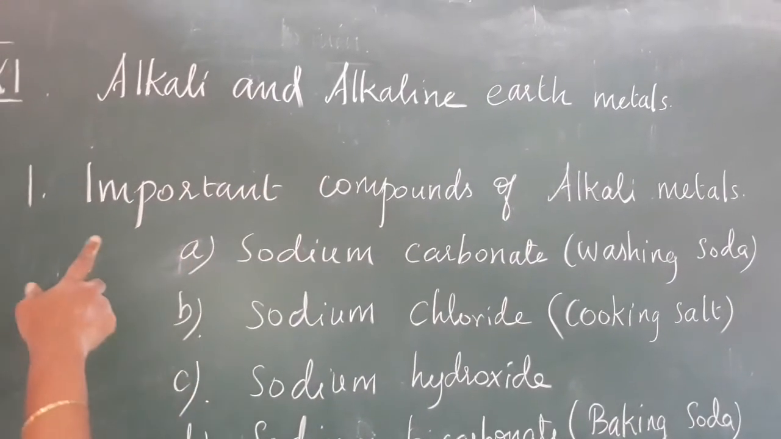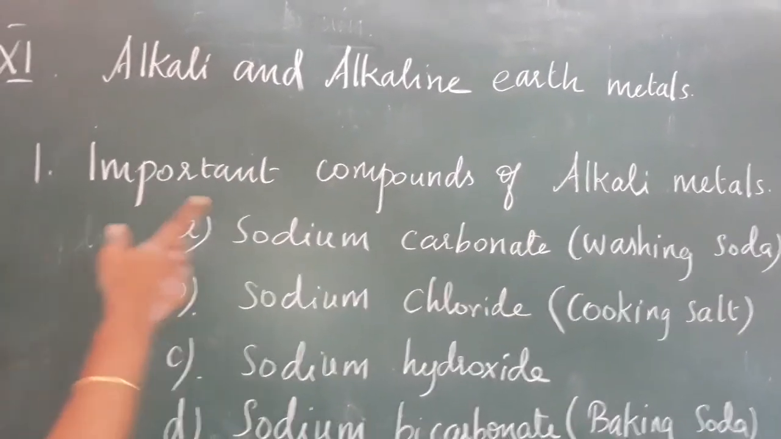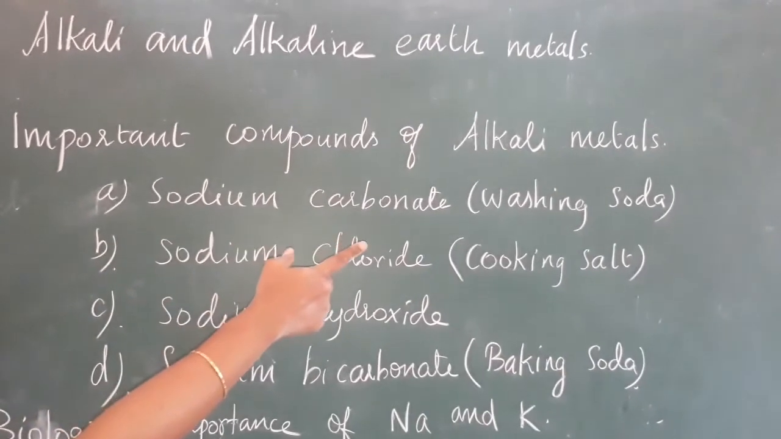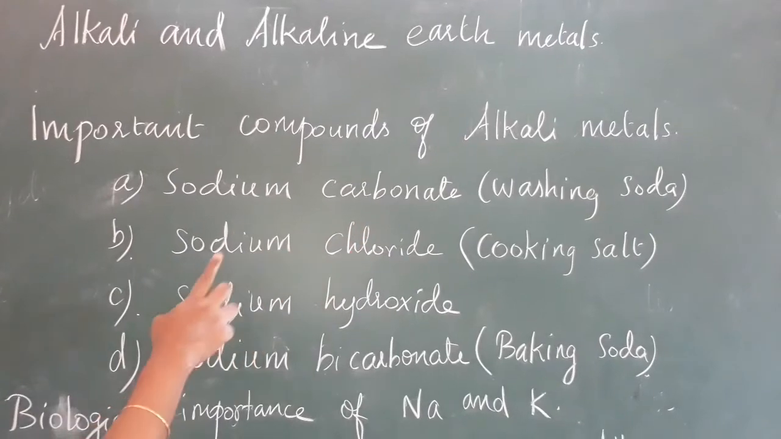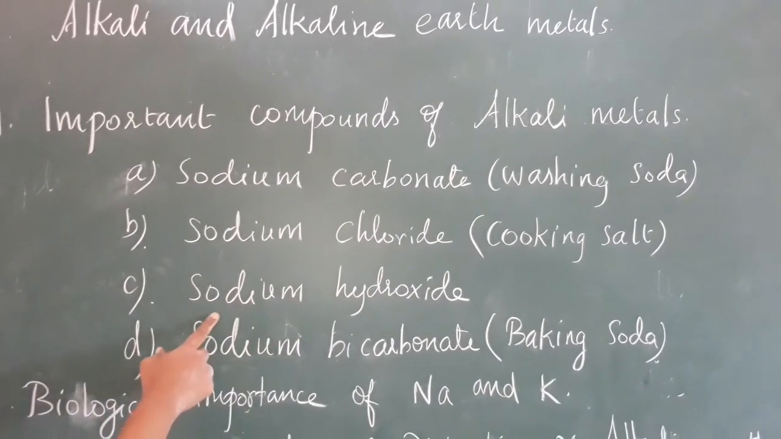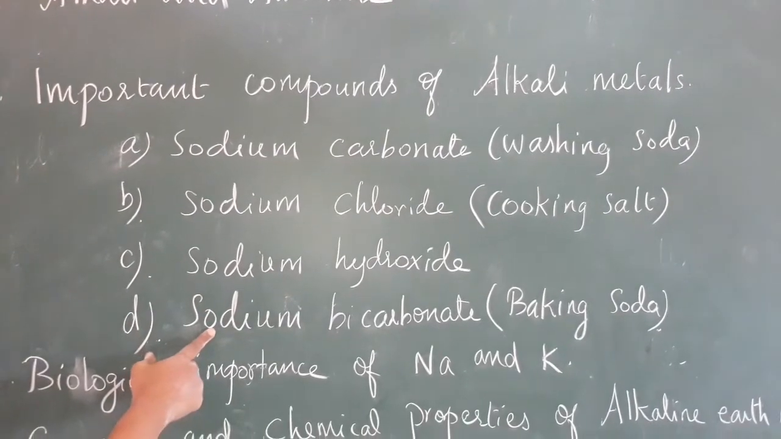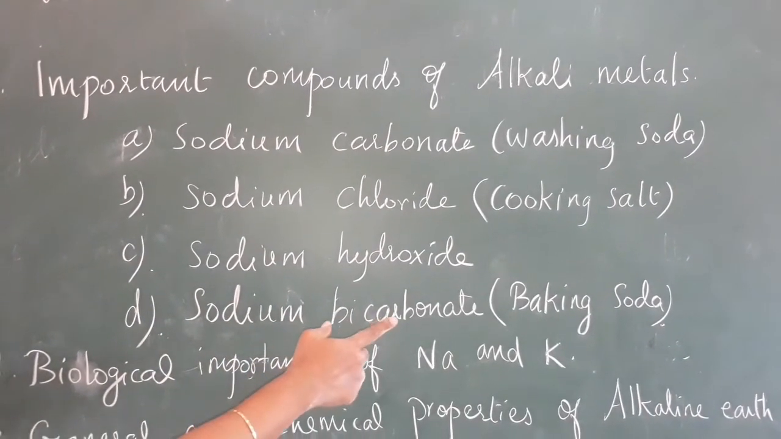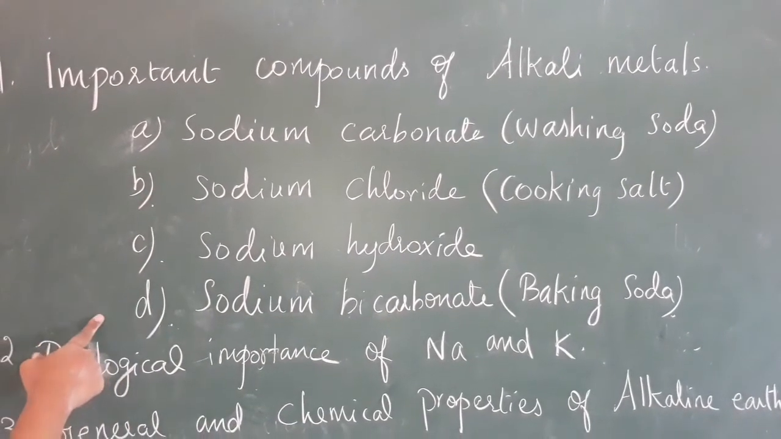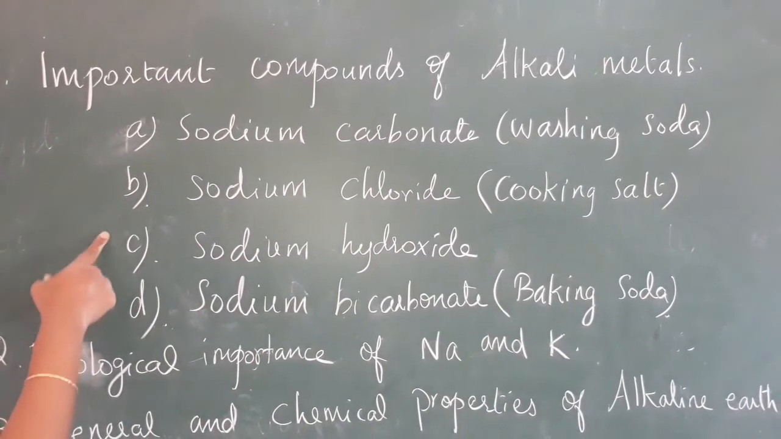Earth metals. Today we are going to see some important compounds of alkali metals, that are sodium carbonate. The common name for sodium carbonate is washing soda. And sodium chloride, we know very well, it is a cooking salt. And sodium hydroxide. And the next one, sodium bicarbonate. The common name for this one is baking soda. So we are going to see the four compounds, the preparation, properties and uses.